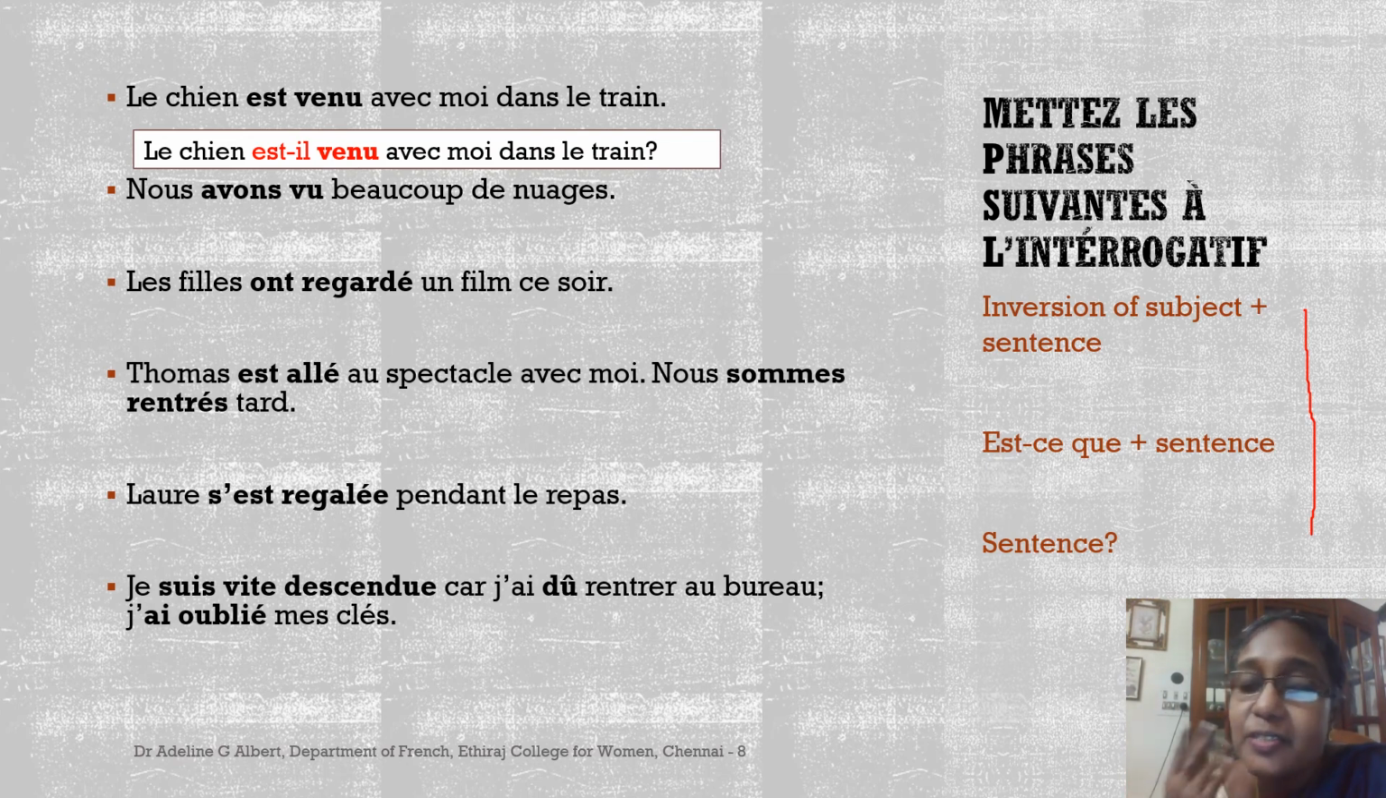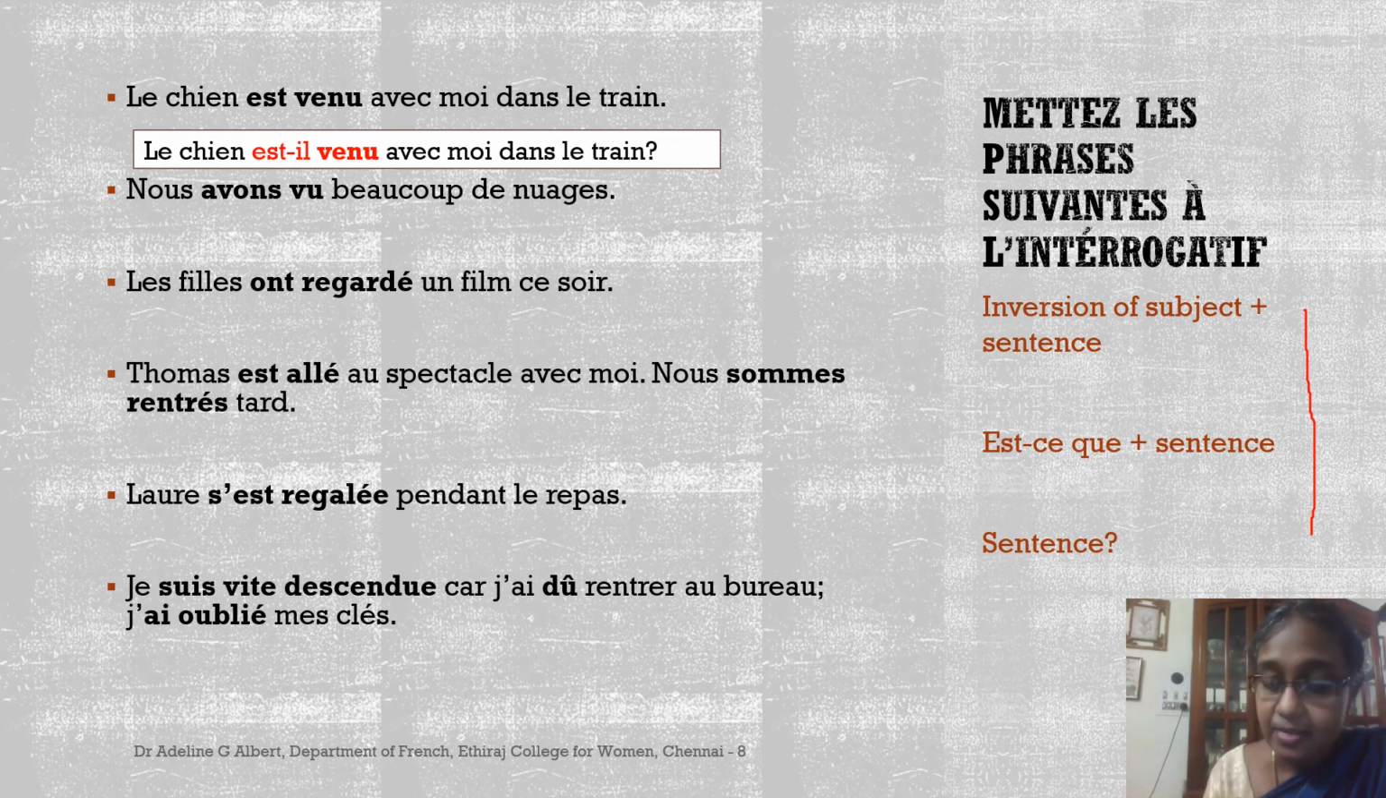Whenever you have a subject, remember the inversion, you have to imagine what pronoun replaces the subject and invert that pronoun. You cannot invert the proper noun. You have to invert only the pronoun. So if it was just il est venu, it is easy, you say est-il venu. But since you have le chien, which is a noun, le chien est-il venu avec moi dans le train? Now the same thing, I can ask a question using est-ce que. I can say est-ce que le chien est venu avec moi dans le train? Or just very simply, le chien est venu avec moi dans le train?